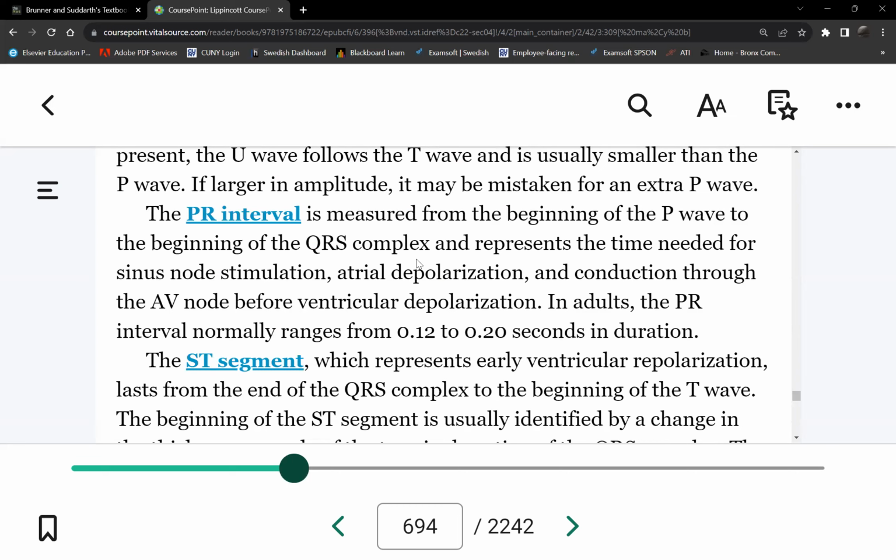Okay, very good. Keep in mind the definition. The PR interval includes the P wave, correct? So it includes the sinus node stimulation, atrial contraction, and then conduction through the AV node before the impulse is transmitted to the ventricles, to the left and right bundle of His.